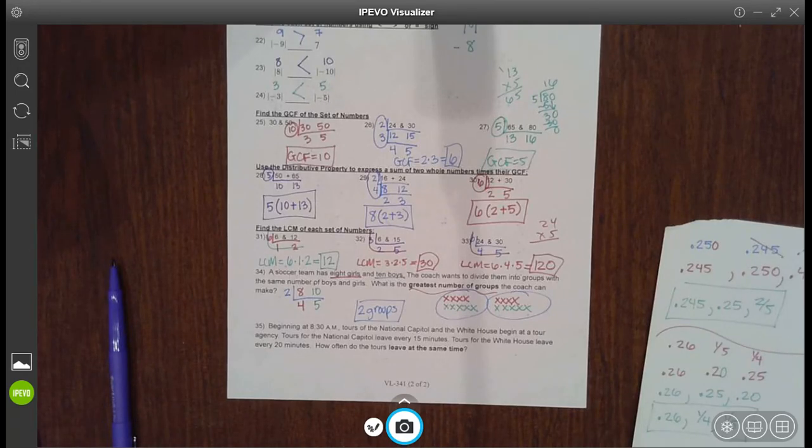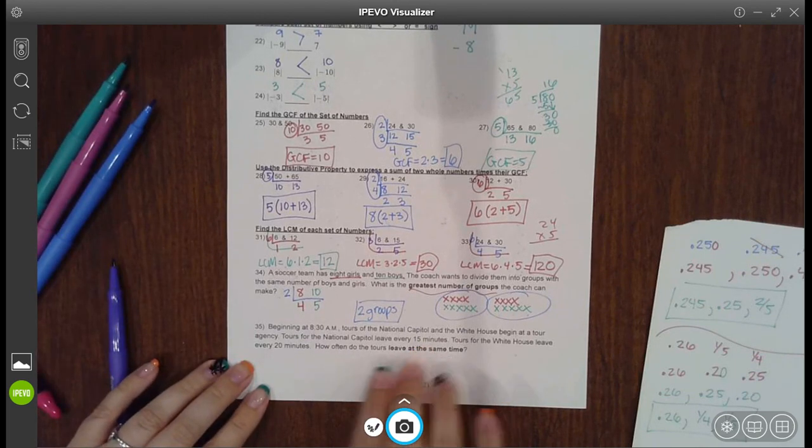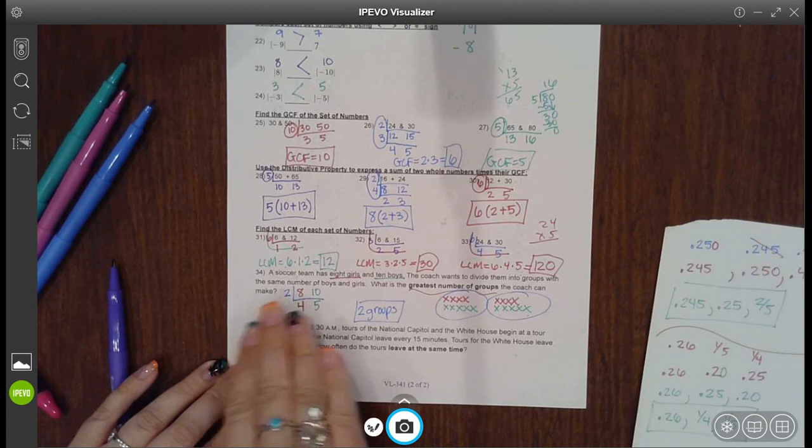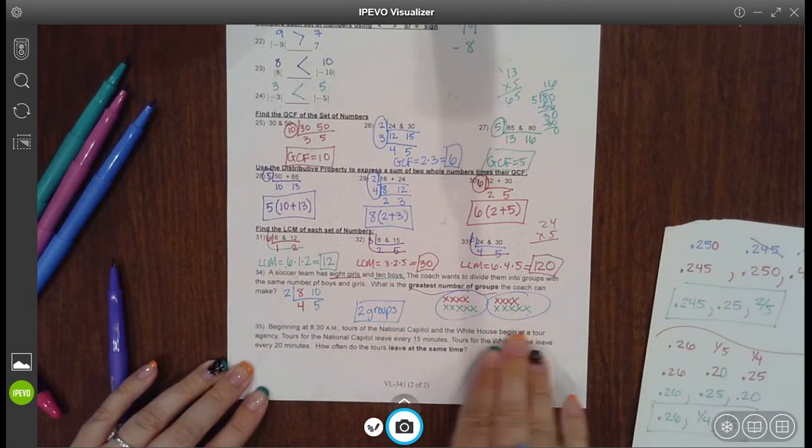Okay. The next one says, beginning at 8:30 a.m., tours of the National Capitol and the White House begin at a tour agency. Tours for the National Capitol leave every 15 minutes. Tours for the White House leave every 20 minutes. How often do the tours leave at the same time? So for this one, every 15 minutes, so you go like, okay, 15 minutes, and then after another 15, you get 30, and after another 15, you get 45 minutes. Those sound like multiples to me, right?